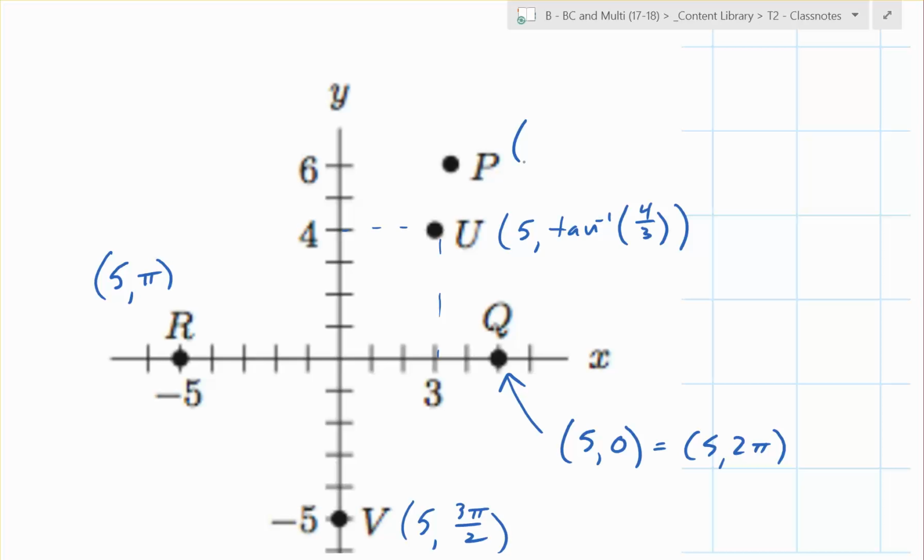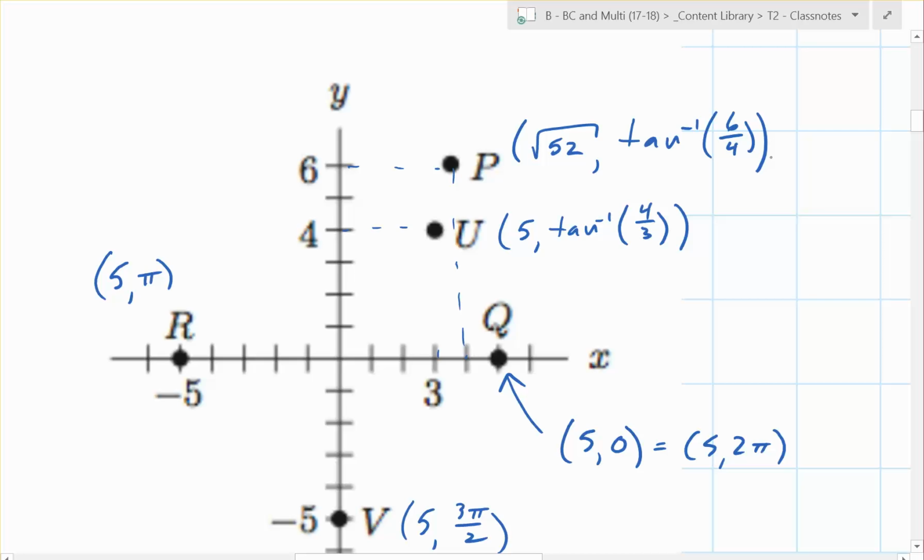What about P? Assuming that that's 6 and 4, what's it going to be? The square root of what? What's the distance? So it's the square root of what? 36 plus 16 is? 52. So it's the square root of 52 comma tan inverse of what? 6 over 4, so 3 over 2. And I'll leave it as 6 over 4 just so you can decode this a little bit more smoothly later.